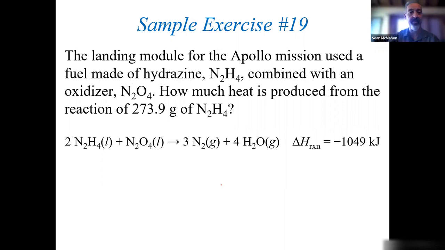It's still a quantity. So the landing module for the Apollo mission used a fuel made of hydrazine, N2H4, combined with an oxidizer, dinitrogen tetraoxide. How much heat is produced from the reaction of 273.9 grams of N2H4?